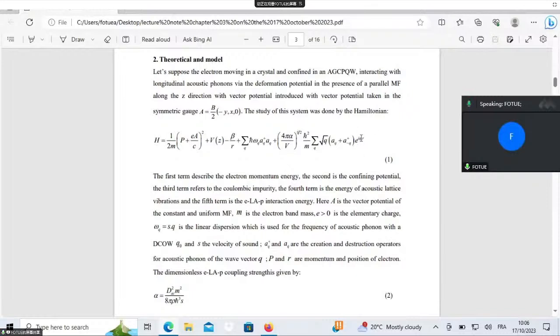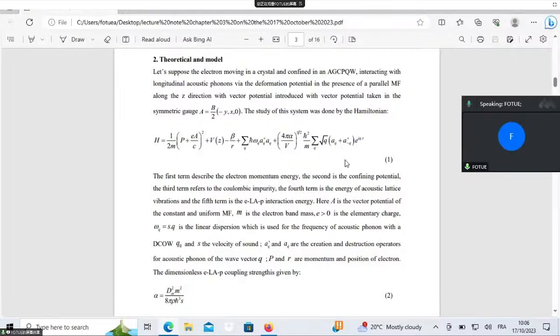As I said before, among the two unitary transformations that we are going to use here, one will help to eliminate this position coordinate, and the other will help to create a displacement on those operators A plus and AQ.